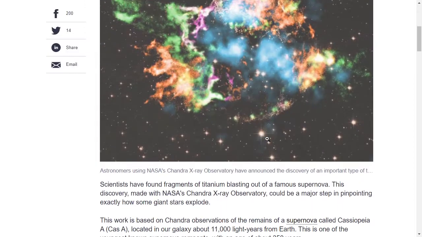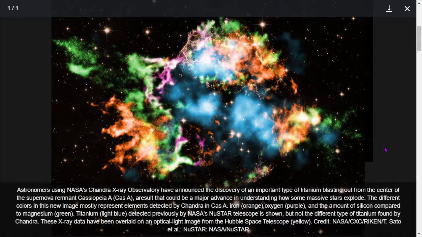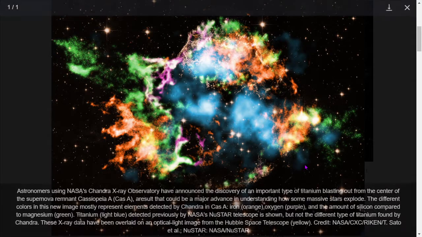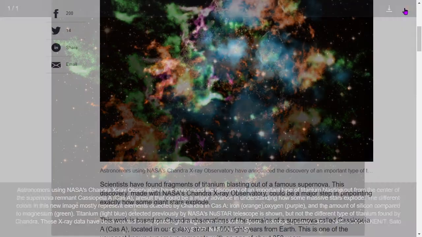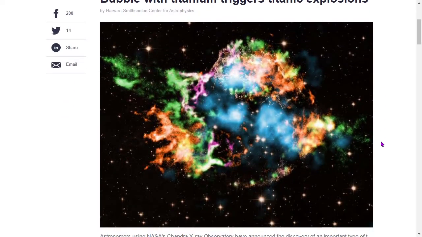And if you're wondering what the other chemicals are, the orange is iron, the purple is oxygen, the silicon to magnesium ratio is green, and titanium is light blue. So that article there is on phys.org's Astronomy and Space section.